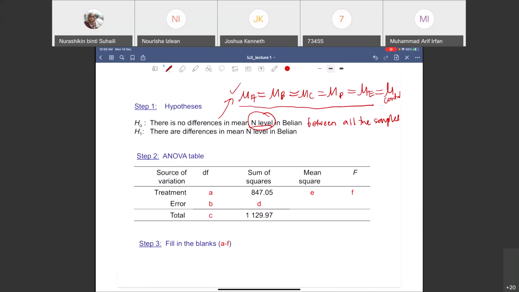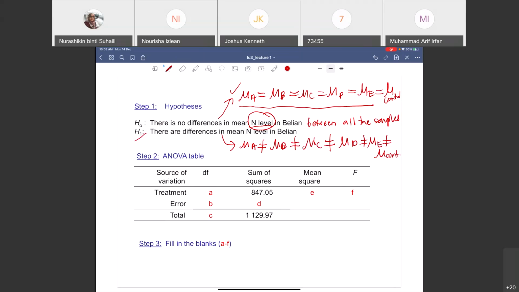So the alternative hypothesis is the opposite: there are differences. In general, because we do not know which one differs and which one does not, we just say not equal in general. There are differences. You can also express it like this: mu A is not equal to mu B, is not equal to mu C. You can see that it's much longer than the t-test because we only have 2 samples in a t-test. So here you have to mention all the samples specifically, up to mu E is not equal to mu control. So that will be the alternative hypothesis.